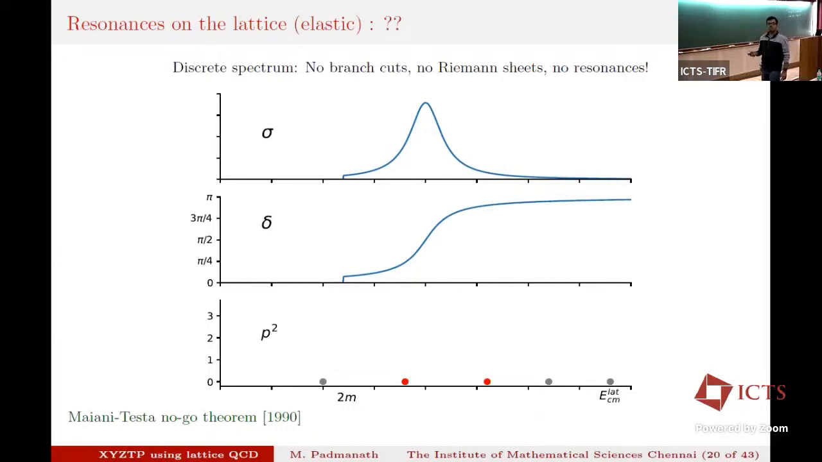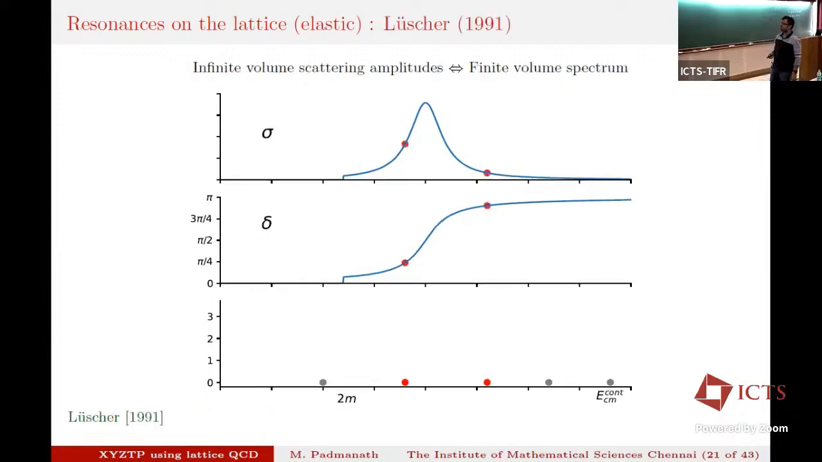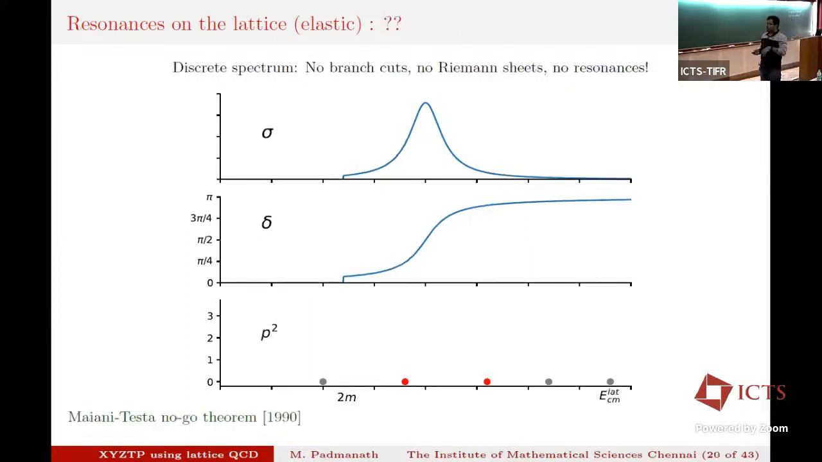But on the lattice, we have only finite levels. We know from our condensed matter physics courses that if you put a Hamiltonian on the lattice, you have only a discrete spectrum. So basically, you don't have any branch cuts, you don't have any Riemann sheets, you don't have any resonances, you cannot pursue this kind of idea in a straightforward manner. This was pointed out by Mohanty and Testa in 1990.